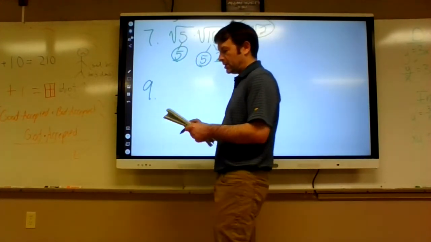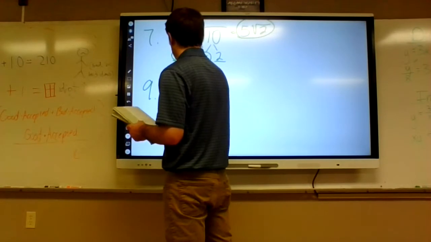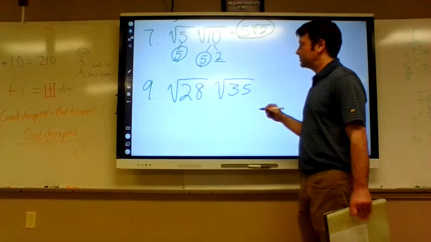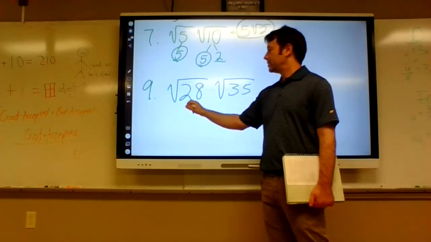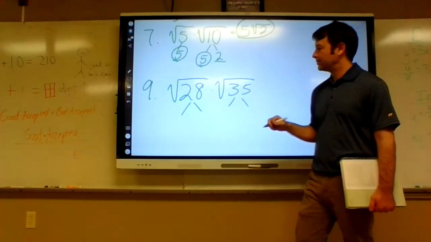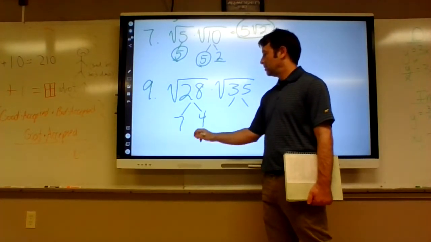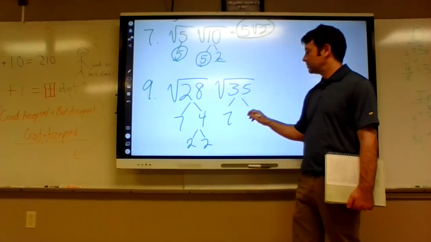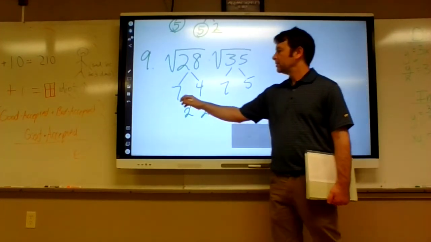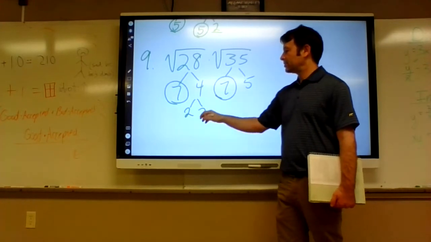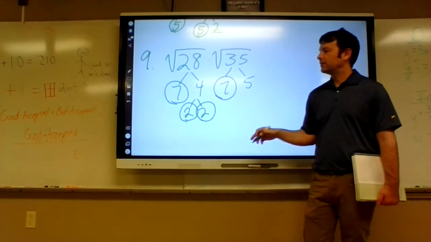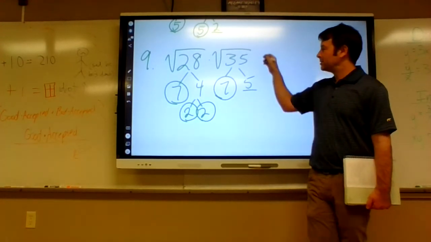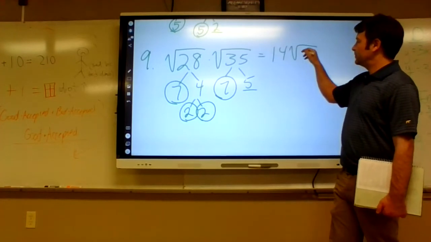Okay, number 9, square root of 28 times square root of 35. That would make a very large number, but I'm not going to multiply it together yet. I'm just going to go ahead and start breaking it down. What goes into 28? 7 times 4. What goes into 35? 7 times 5. So, what's going to be on the outside? 14. 7 times 2. And what's on the inside? 5. 14 square root of 5.